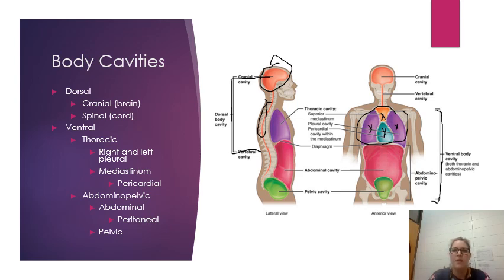Then, still within the ventral cavity, you're going to have the abdominopelvic cavity, which is this entire area right here. That area contains the abdominal cavity, which is right here, and the pelvic cavity, which is right here. So you start off with two main cavities, dorsal and ventral, that are broken down into all of these smaller cavities.